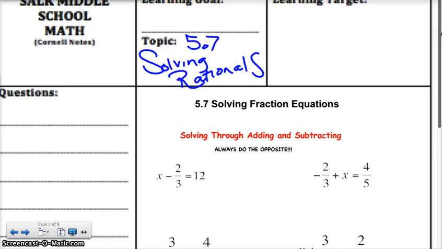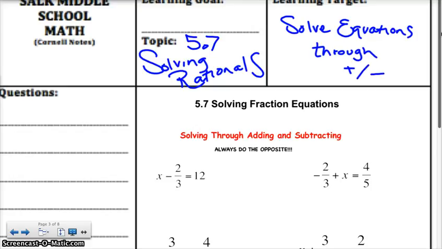In your learning target, you can solve equations through adding and subtracting rationals. That's what we're going to do.